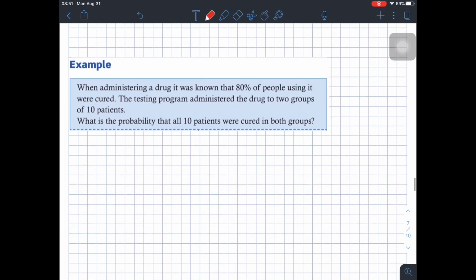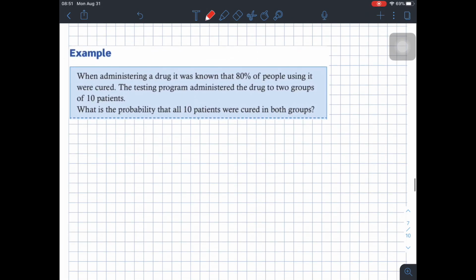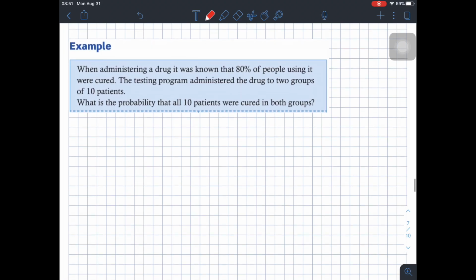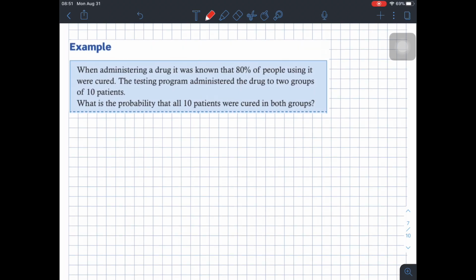This example, it says, when administering a drug, it was known that 80% of people using it were cured. The testing program administered the drug to 2 groups of 10 patients. What is the probability that all 10 patients were cured in both groups? Okay, so let's identify first of all our information. The probability of success of this drug is 0.8. Remember, you should always write the probability using decimal numbers, not using percentages. So probability of success, 0.8.